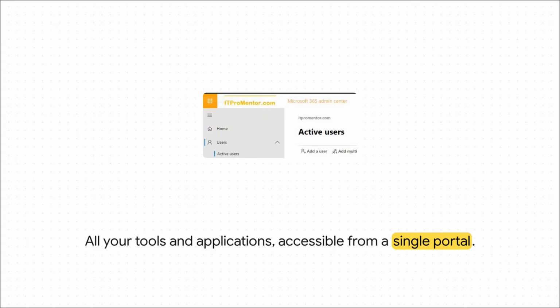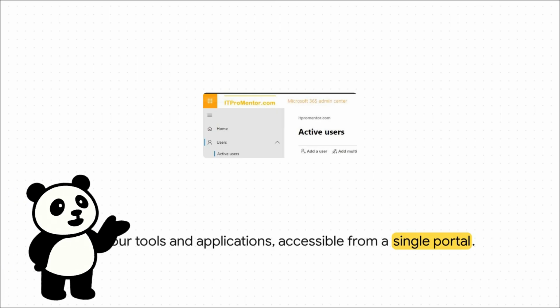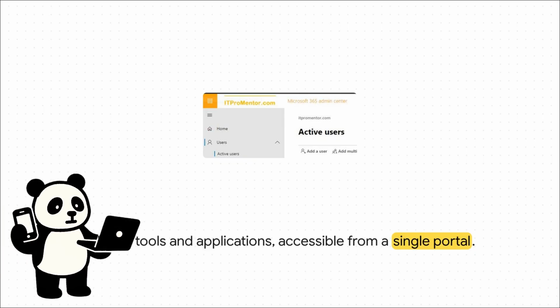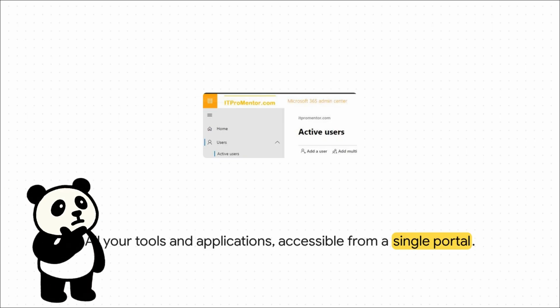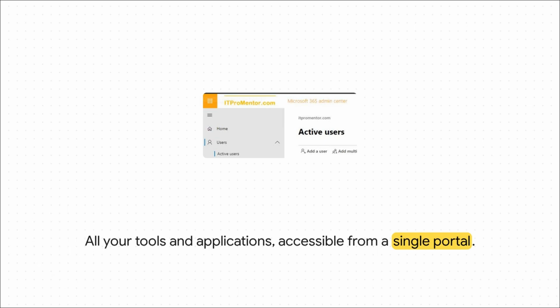So where do your users find all this stuff? Right here. This portal is their central hub, their one-stop shop. They can jump into the web versions of Outlook or Teams, manage their account details, and even install the desktop apps. The whole idea of bringing everything together into one simple, accessible place is a huge selling point of M365.